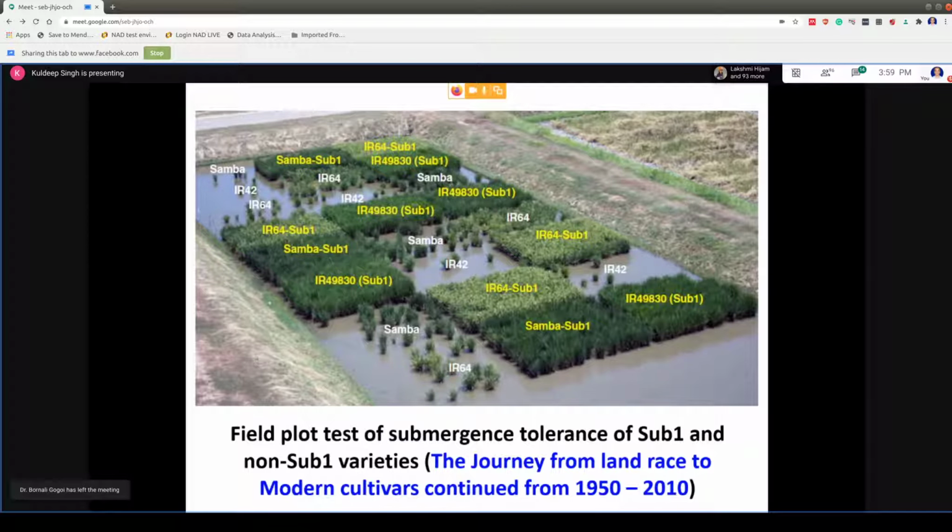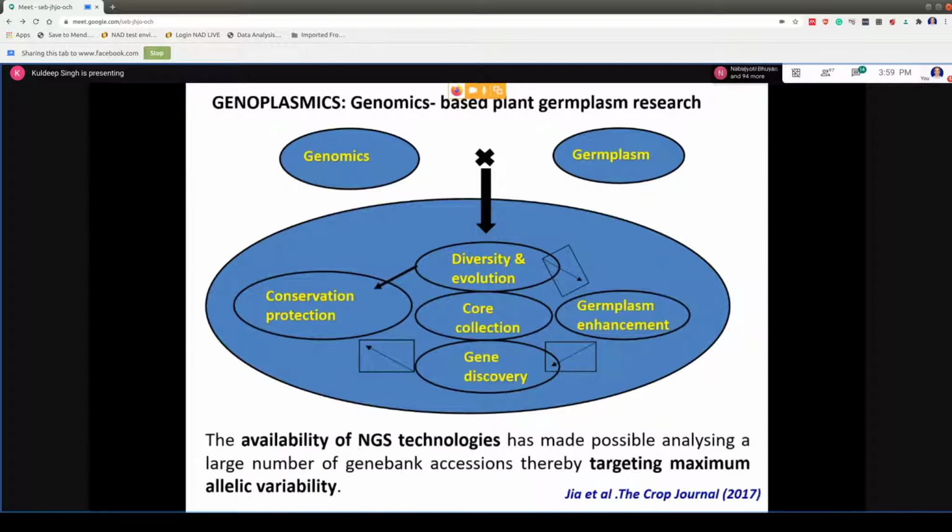Because when we are talking about utilization, it's not the wild species only, it's the landraces, the traditional varieties, the old varieties. They may be very poor yielding, they may be tall, they may have many negative traits, but they may have some very positive, very good genes in them. And this is where, if we use modern technology with classical breeding, this is one example which has actually paid us.